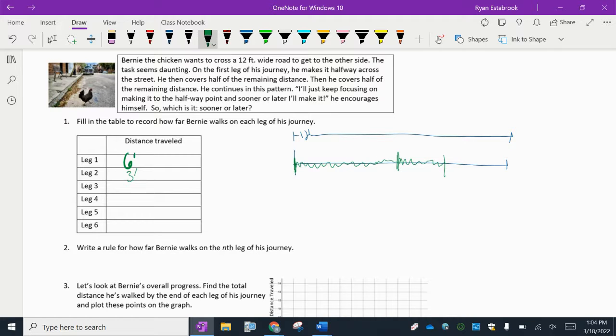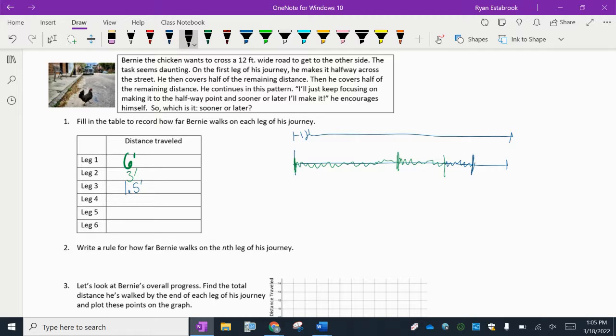How much is left? 3. Okay, so there's 3 feet left. So now we're on to leg three. Bernie travels half of that distance. What's half of 3? 1.5. So in this leg, Bernie travels 1.5 feet. Waddle, waddle, waddle, waddle. There's Bernie.